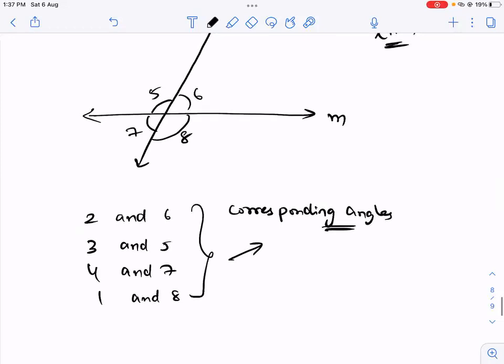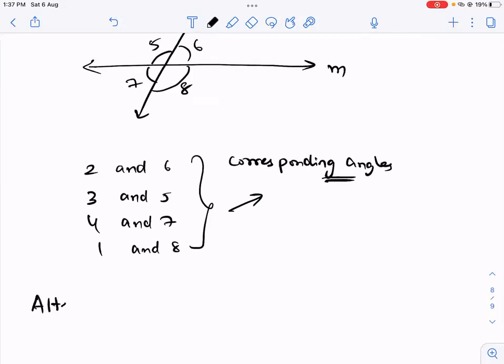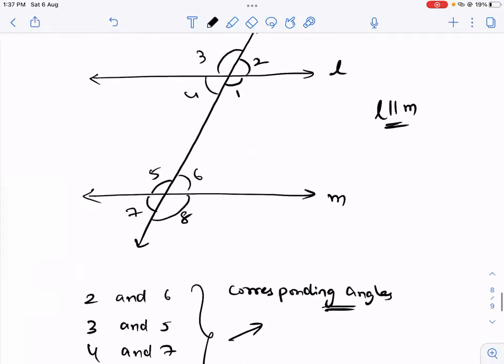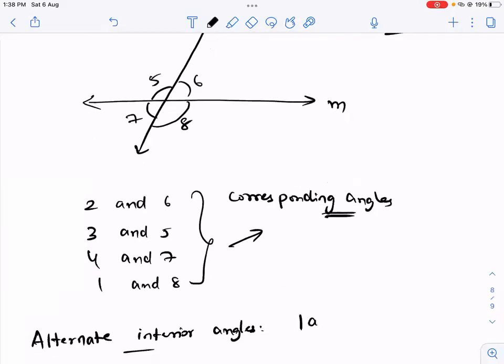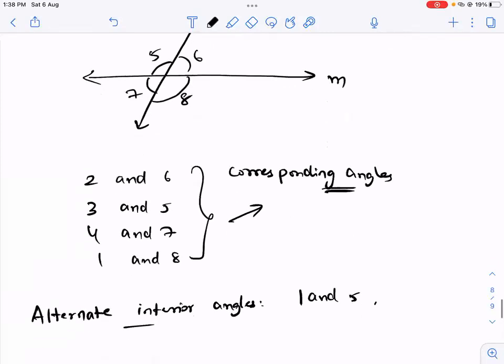The next kind of pair that we have are alternate interior angles. So what are the alternate interior angles? So look, 1 and 6 are, then what is alternate? 1 and 5. So with respect to the transversal, one angle will be on one side, the other will be on the opposite side, and they should be interior. Interior to whom? Interior to both the lines. So what are the 1 and 5? 4 and 6.